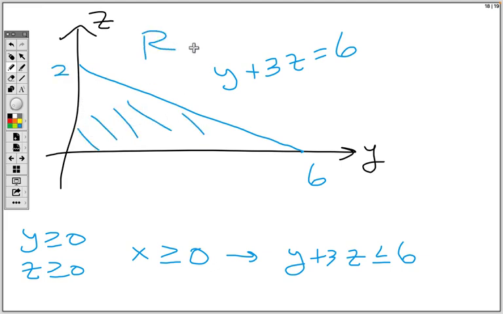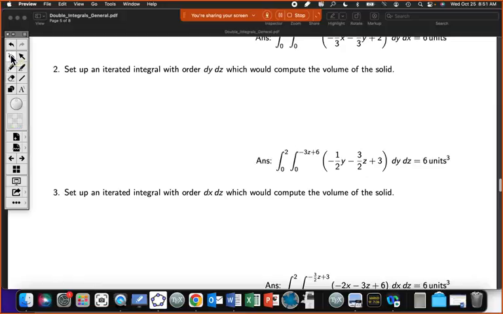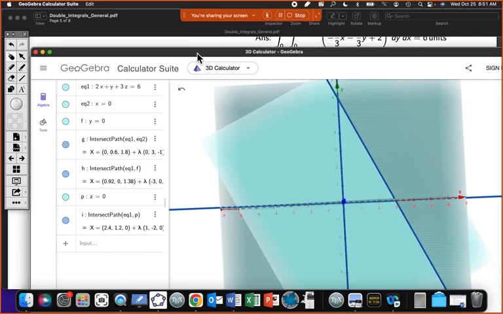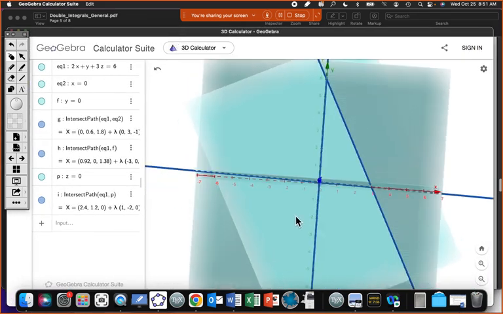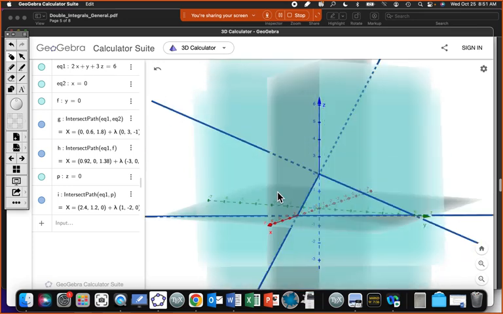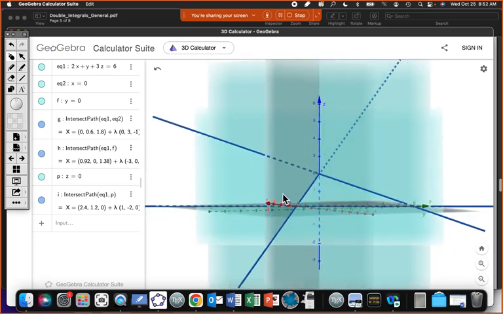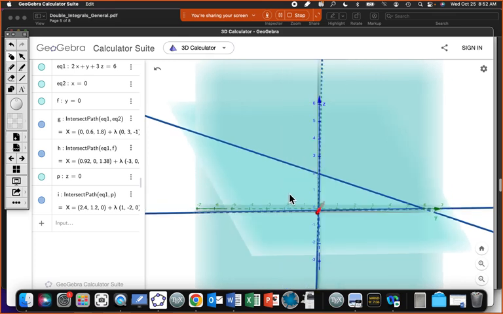That would be our region R. And what's nice about this is if you've already put stuff into GeoGebra and invested that time, we can now just rotate this around, project down the positive x-axis. Here we go. It's almost there. There we go. You see, that's the YZ plane, and there's our region R. You follow? So GeoGebra can be really helpful.